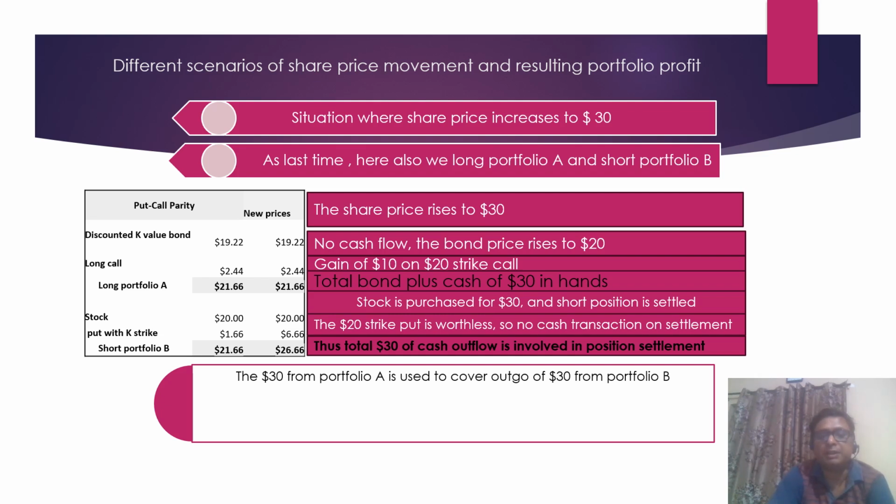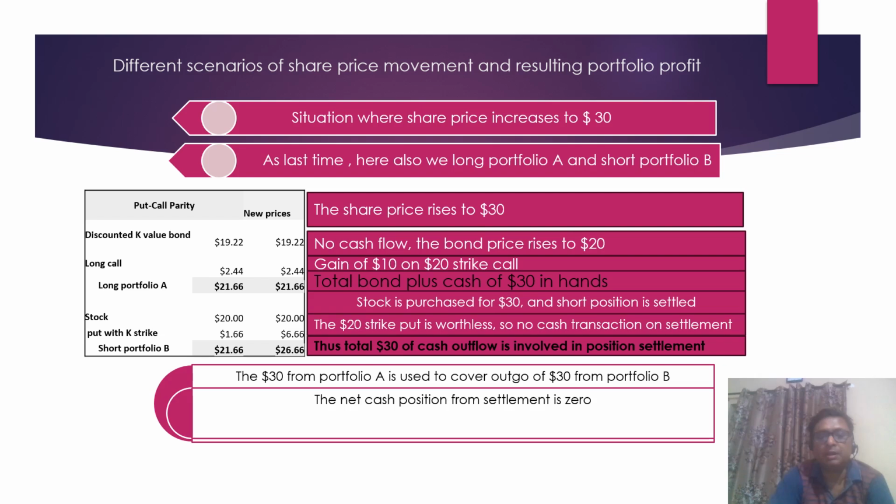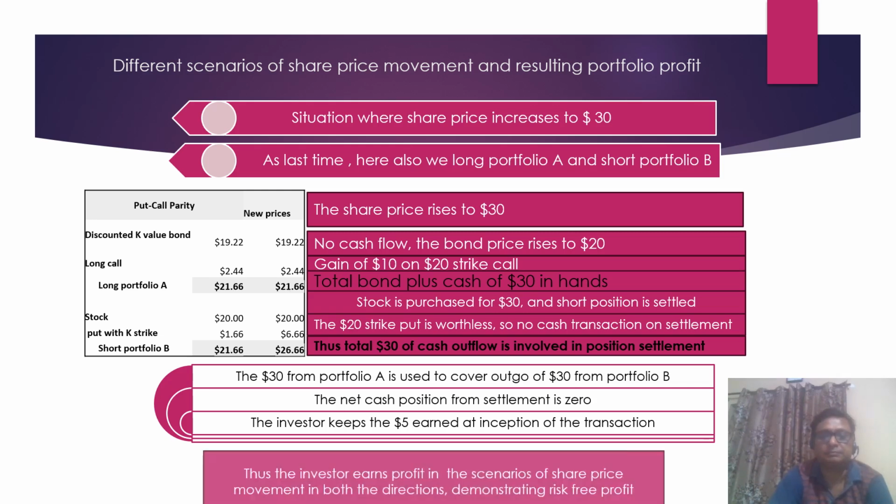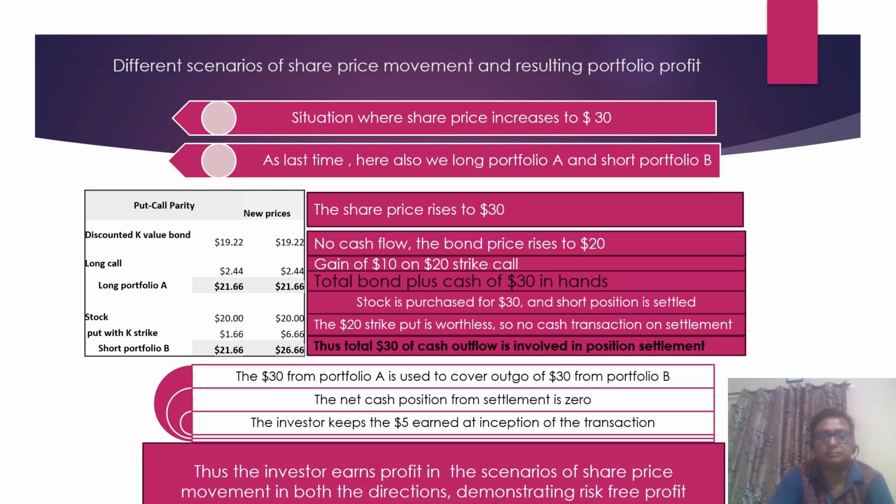The $30 gain from portfolio A is used to cover the outgo of $30 from portfolio B. The net cash position from the settlement is 0. The investor keeps the $5 earned at inception of the transaction. Thus we can see the investor earns profit in the scenarios of share price movement in both directions, demonstrating risk-free profit for these portfolios.